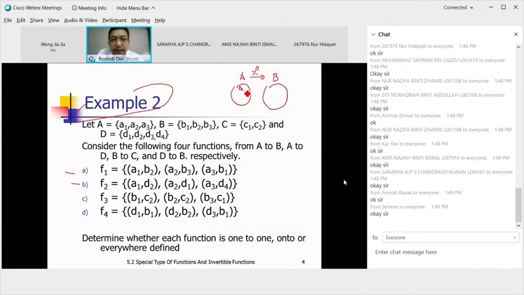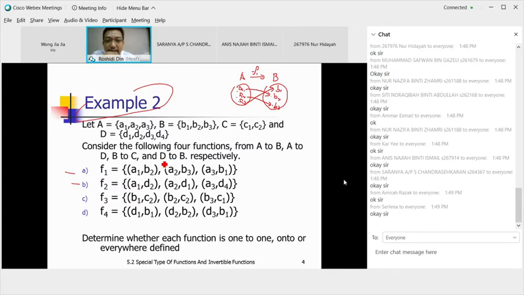So A has A1, A2, A3, dot, dot, dot. B has B1, B2, B3, dot, dot, dot. So F1 says A1 maps to B2. A2 maps to B3. A3 maps to B1. Okay, see?